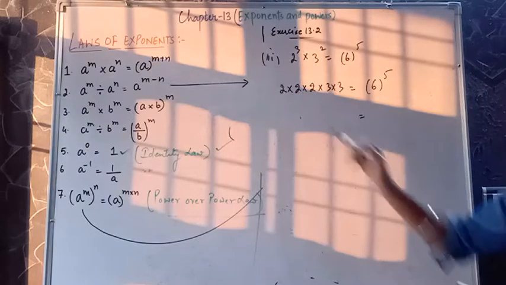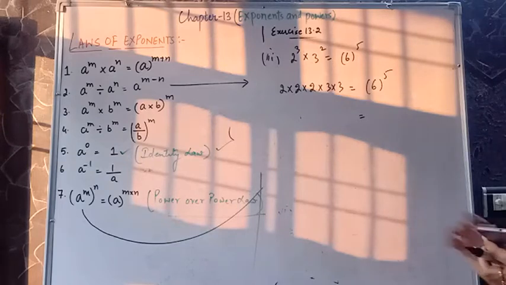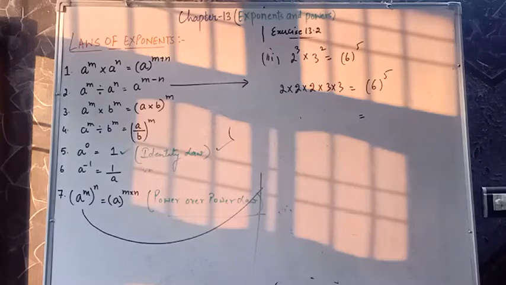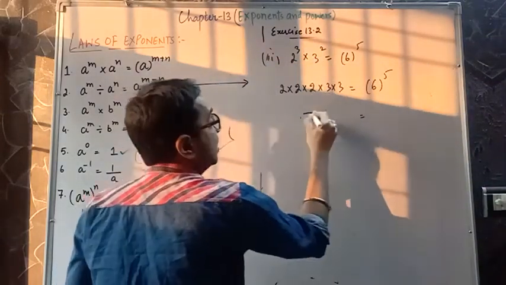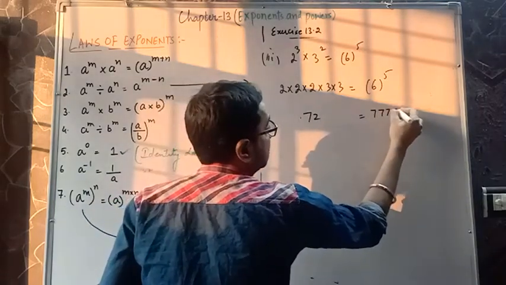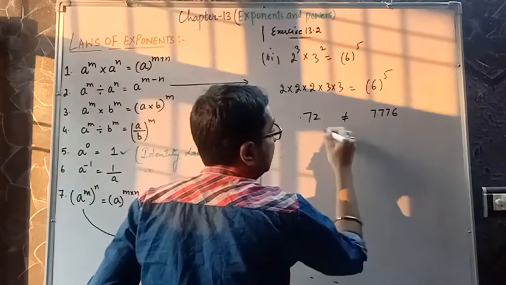2 into 2, 4, 4 into 2, 8, 8 into 3, 24, 24 into 3. Please solve it immediately, everyone. Try to analyze what we are getting. We are getting 72. And 6 raised to power 5 is 7776. So are they equal? No, again false.